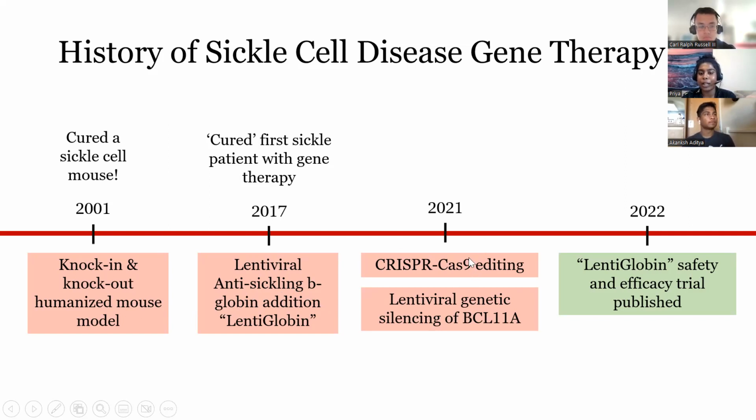There were a couple more trials in 2021, where one trial used CRISPR-Cas9 to specifically correct the gene mutation. Another did genetic silencing of the gene BCL11A, which usually inhibits fetal hemoglobin. By silencing the inhibition, it increases expression of fetal hemoglobin, therefore essentially curing the disease. And the final trial is the one I'm going to talk about today, which is with the lentiviral vector and its safety and efficacy.